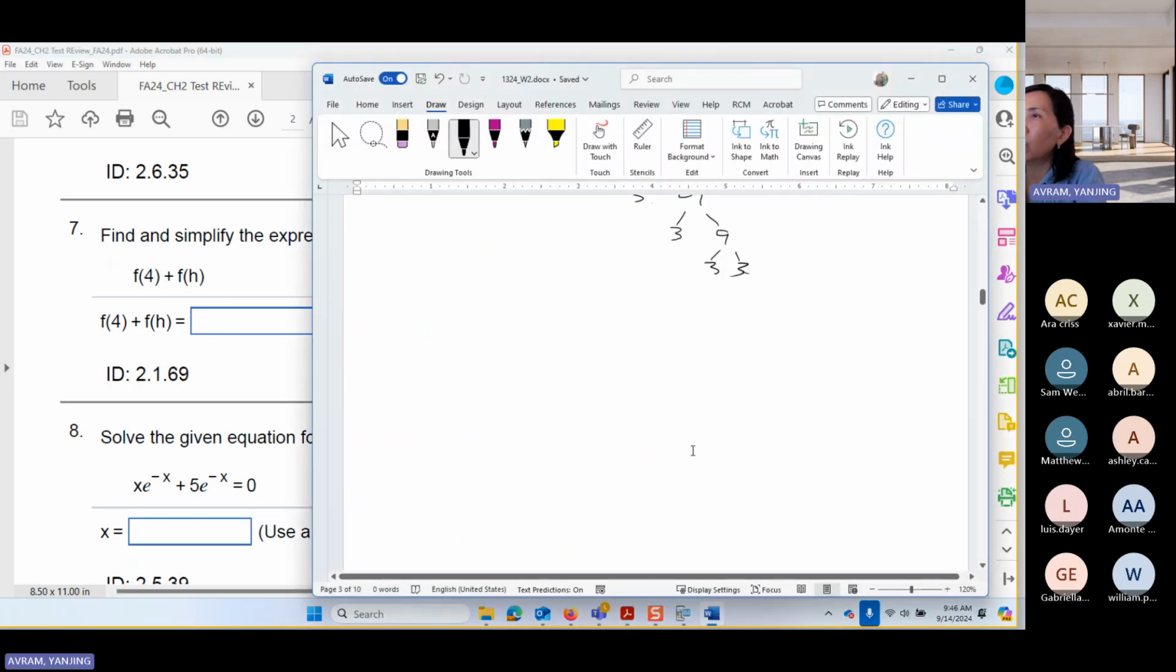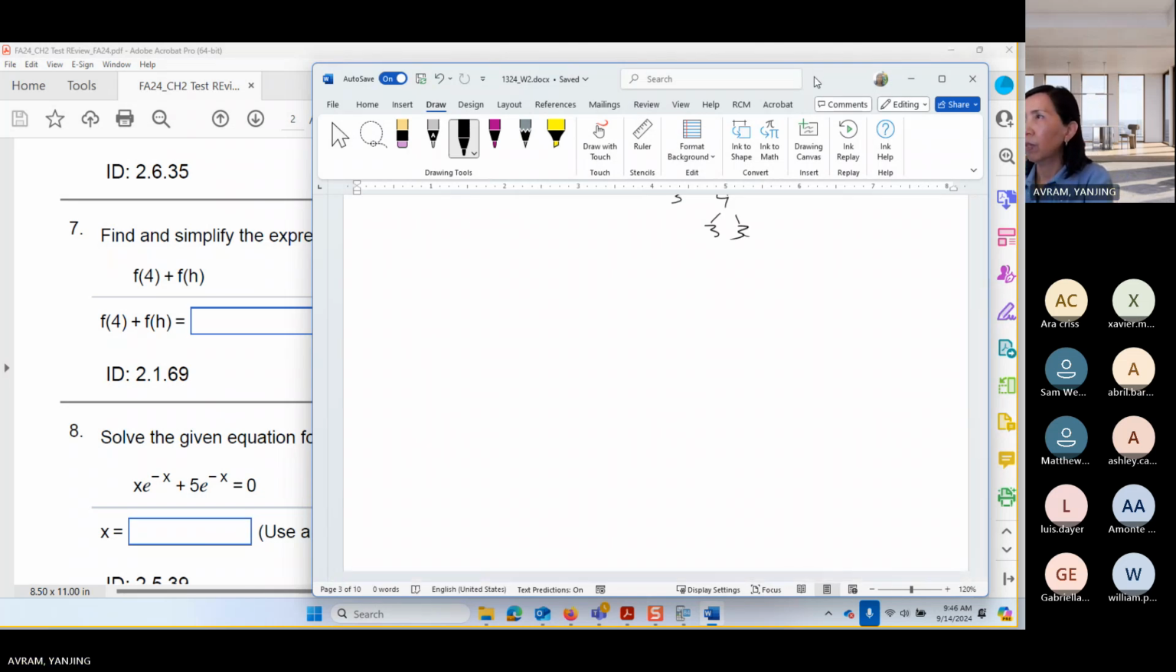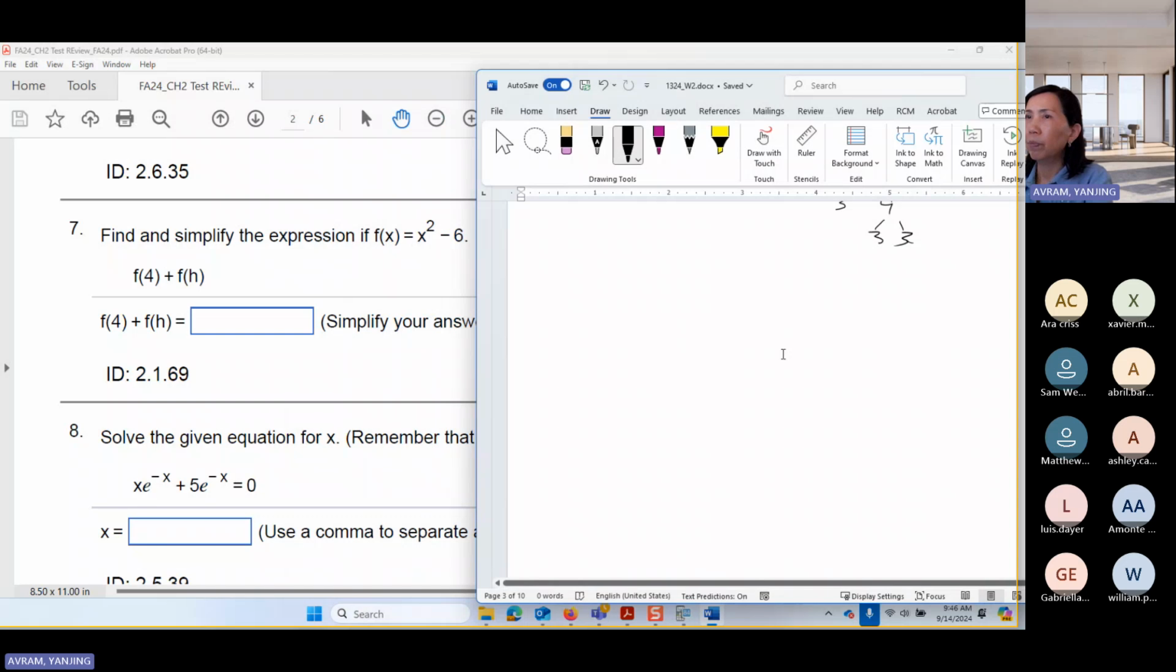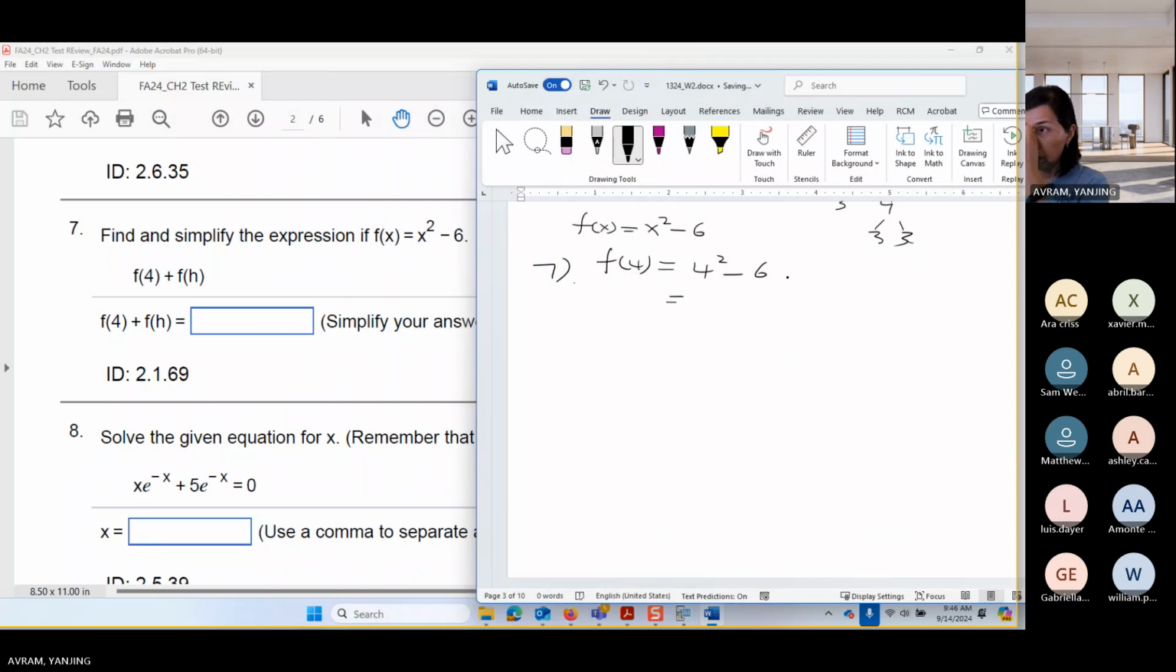Okay, so how do you do this one right here? Well, that's number 7. You do the f of 4, right? You have f of x equal to x squared minus 6. So you calculate f of 4. So for f of 4, replace the x by 4. So that will be 4 squared minus 6. How much is that? That would be 10. Is that right?